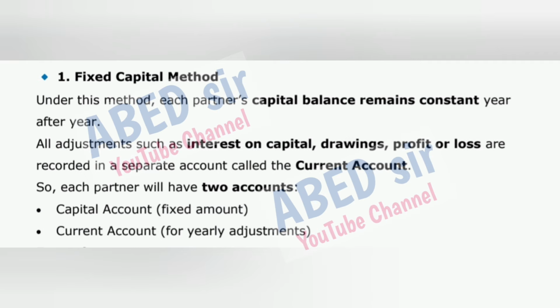1. Fixed capital method. Under this method, each partner's capital balance remains constant year after year. All adjustments such as interest on capital, drawings, profit or loss are recorded in a separate account called the current account. So, each partner will have two accounts. Capital account, fixed amount. Current account, for yearly adjustments.